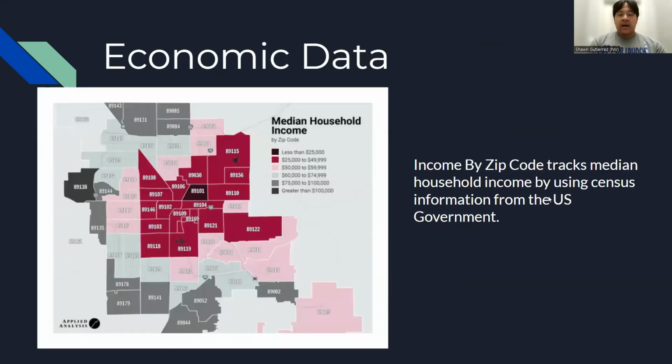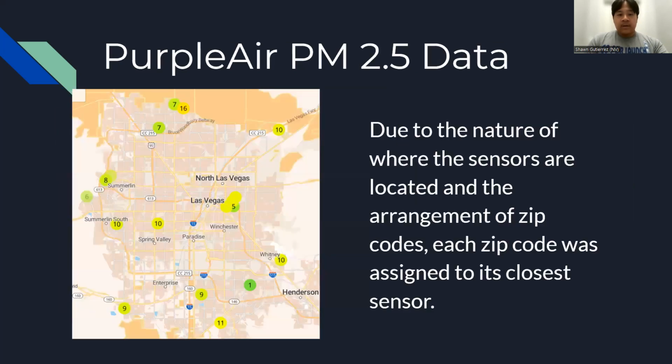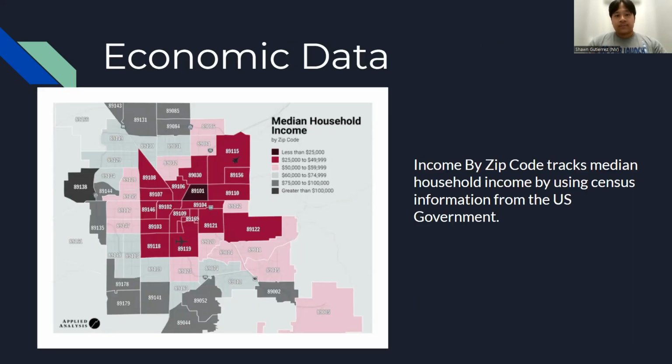For the economic data, I also used income by zip code, which tracked median household income using census information. We can see here that towards the northern and eastern parts of Las Vegas, there's already a disparity in terms of sensors, because as you can see it's lower income here, there's not as many sensors in this area, which was a big problem for me.